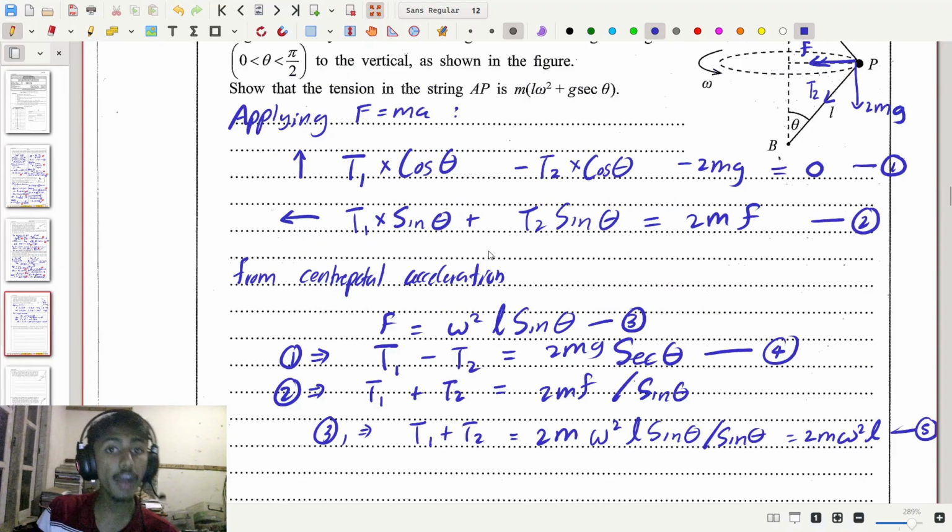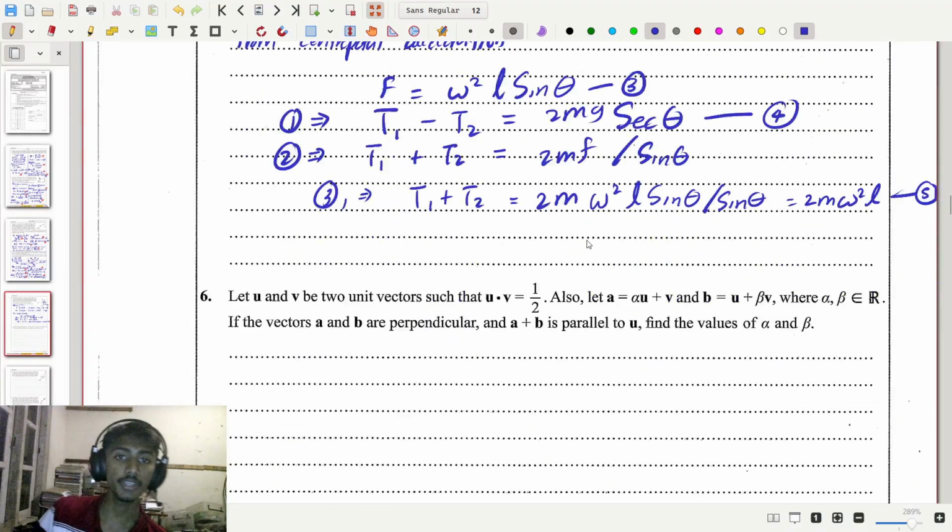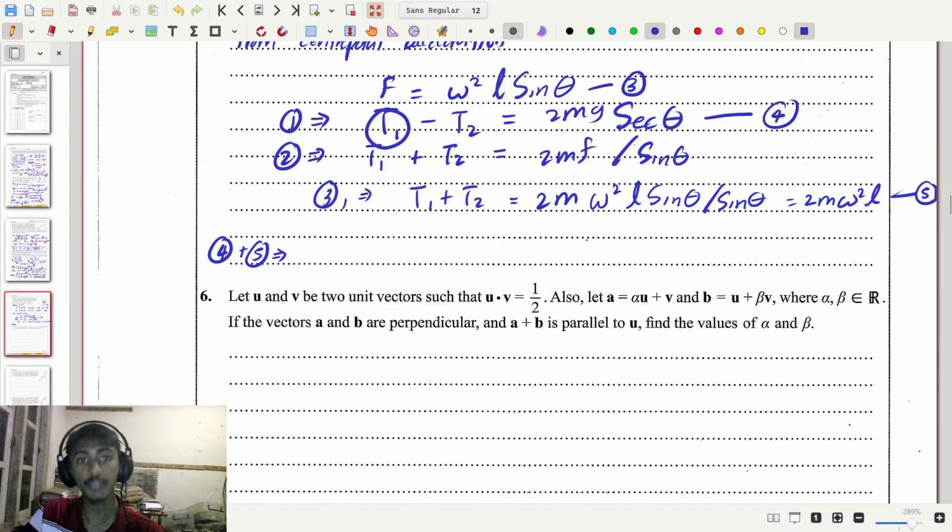Now with this, we can finally find the value of T1. If you add equation number 4 and equation number 5, the minus T2 and plus T2 will cancel each other out, and on the left hand side we will have T1 plus T1, which is 2T1, and T1 is of course the tension that we want. On the other side of our equation, we have 2mg sec theta plus 2m omega squared L.